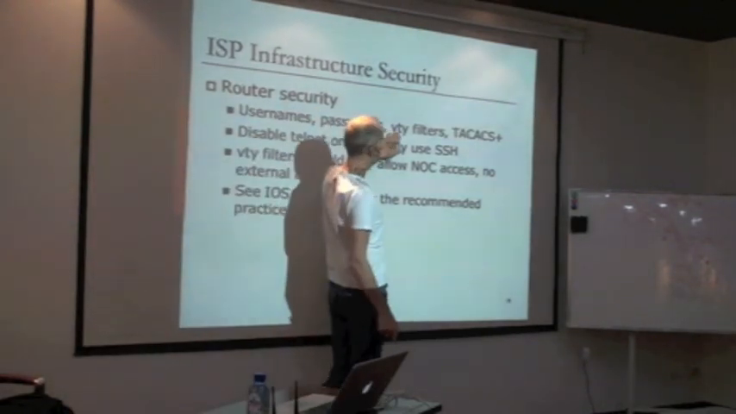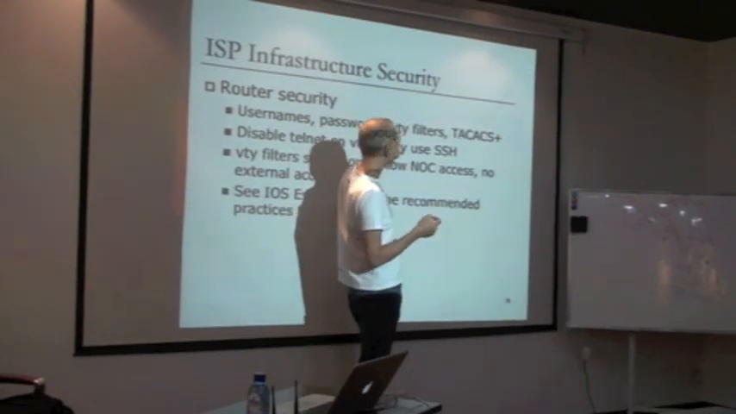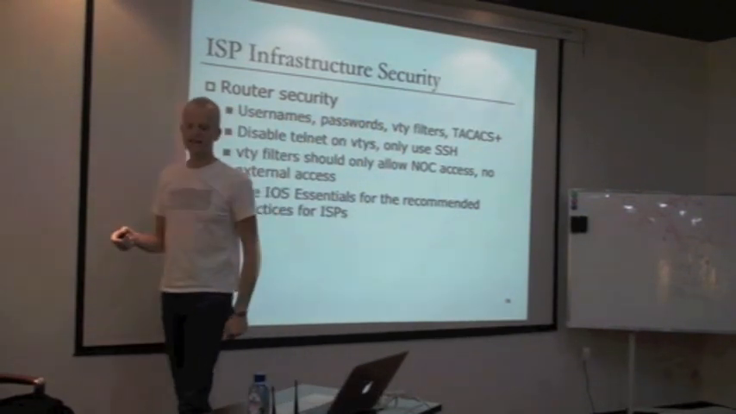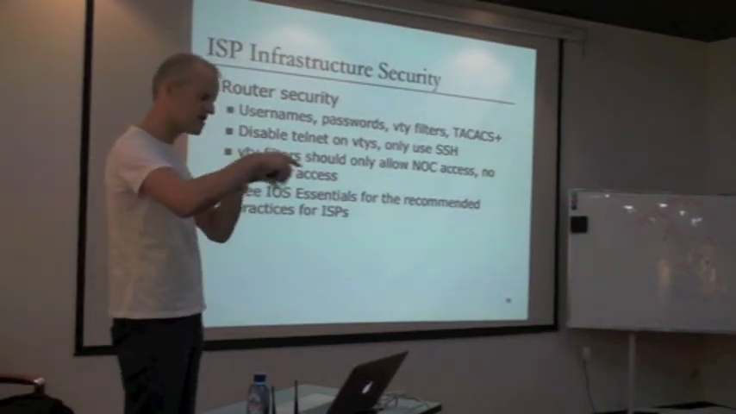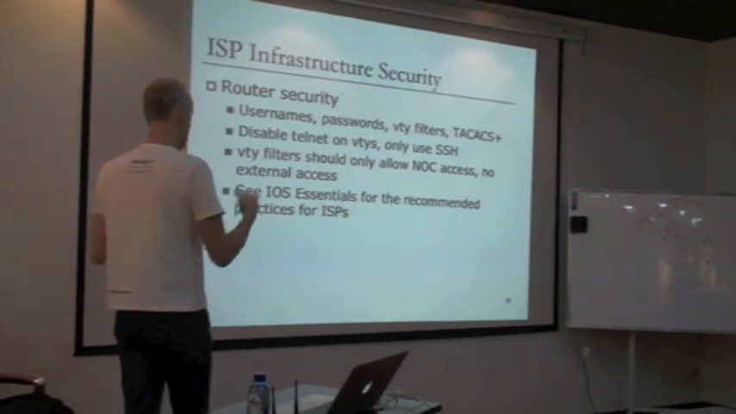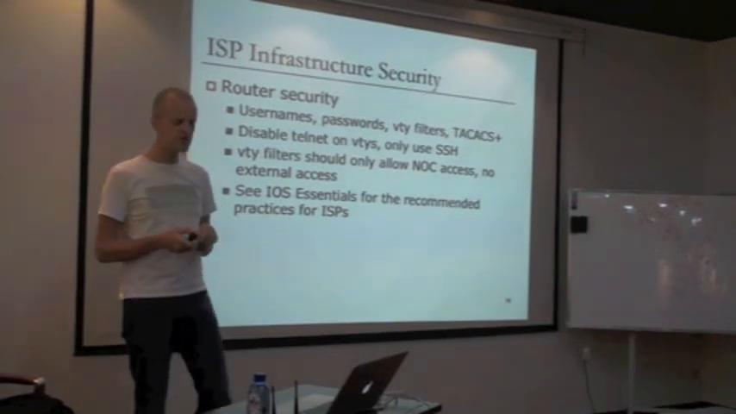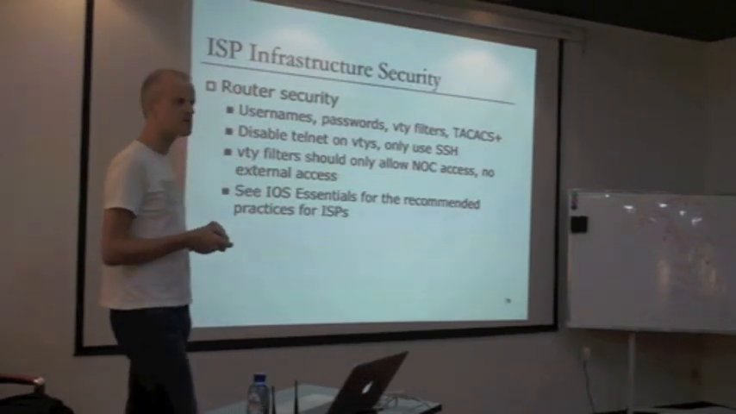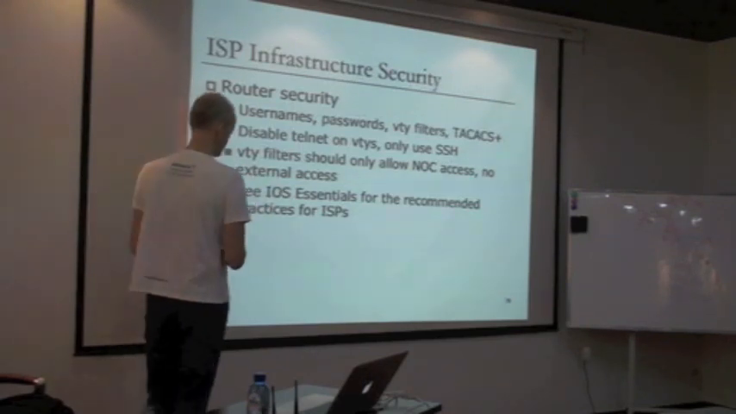Put filters onto the access, the VTY ports. When you telnet or SSH to the router, put a filter there that limits who can SSH. Generally what ISPs do is they have trusted hosts in the NOC, and it's only those trusted hosts and the backbone routers that can get access to each other. You don't want the public internet to be able to get any response from your router. So blocking access from the rest of the world, very important.